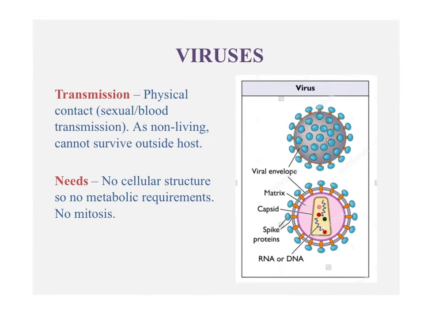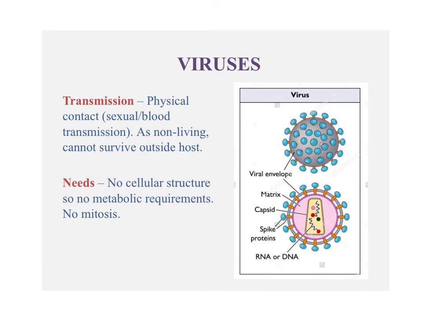So the way HIV is transmitted is generally through physical contact. So you have to come into contact with the bodily fluids of an infected person. So that could be through sexual contact, in terms of passing it through semen, or blood transmission from mother to daughter or mother to son during the womb, mum to baby. As it's non-living, it can't survive outside of the host, so you cannot pick it up from surfaces, so not from indirect contact.